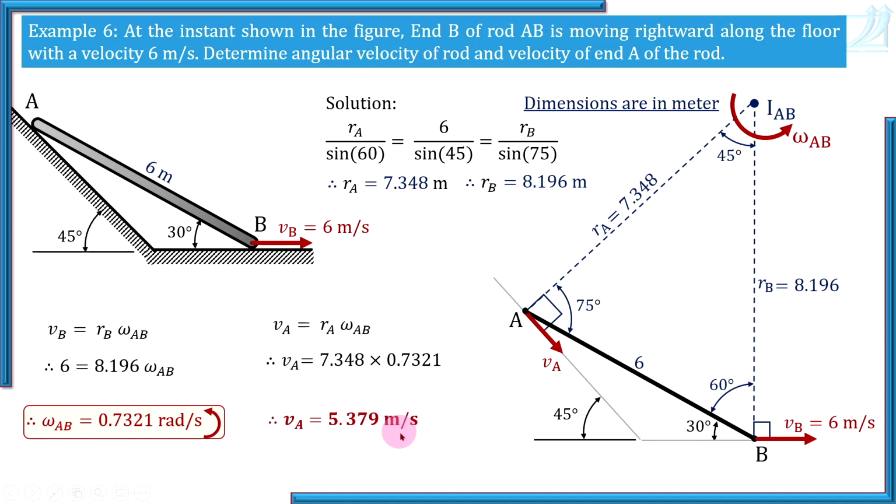So VA is 5.379 meters per second, and the direction we have already shown in the diagram, but show it in the final answer. That's important. So we have solved the problem. You can find the velocity of any point on this rod now. Suppose you want to find the velocity of the midpoint. So join the midpoint with IAB, that is RM. VM is equal to RM into omega. So you focus on the triangle, use the sine and cosine rule and get the answer. It's that simple.